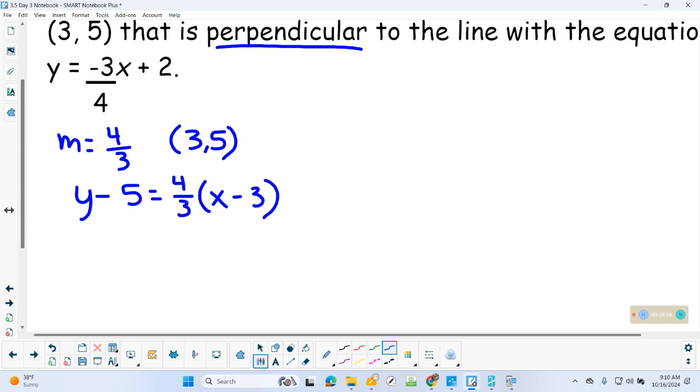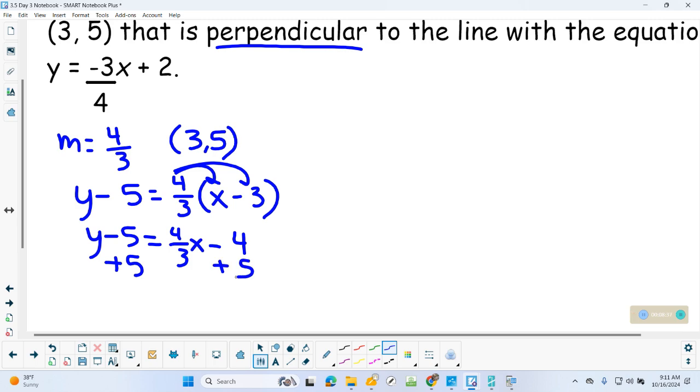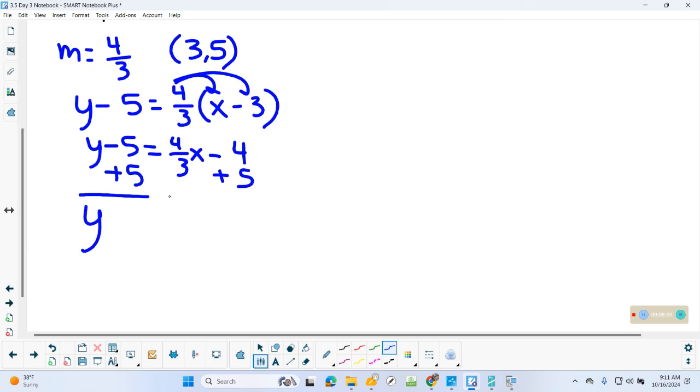Now, same thing, all your answers on your homework, they're going to want them in slope-intercept, so we're going to distribute, solve for y. Don't let the fraction scare you, it works out pretty nice. Because when you do 4/3 times 3, what happens to the 3s? Cancel, bam, we're down to 4, I like it. All I have to do is add the 5 over, we got it. So I'm going to put my final answer, y equals 4/3 x plus 1.